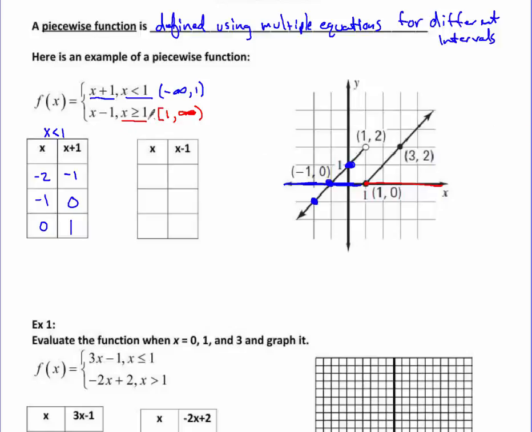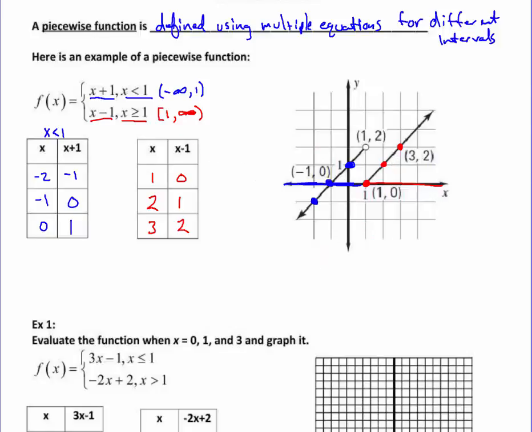Now let's plug in some values that are greater than or equal to 1. Well, of course we should start with 1 because it says equal to 1. And then we'll do 2 and 3. So when we plug in a 1, which is greater than or equal to 1, so we need to use this equation, we get 1 minus 1 is 0, 2 minus 1 is 1, 3 minus 1 is 2. So we look over here, we have 1, 0, 2, 1, and 3, 2 right on our graph. So that's a piecewise function, and that's how we graph it.